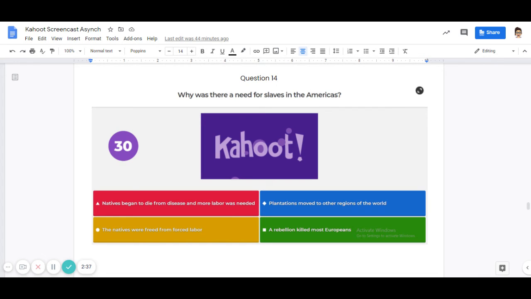So if you said the yellow circle, the natives were freed from forced labor, I would understand where you got that answer from. But remember, they were freed from forced labor because they were dying. Their population had dropped so much, and that's why De las Casas said we need to stop using natives as slaves. And that was all because they were dying from disease.